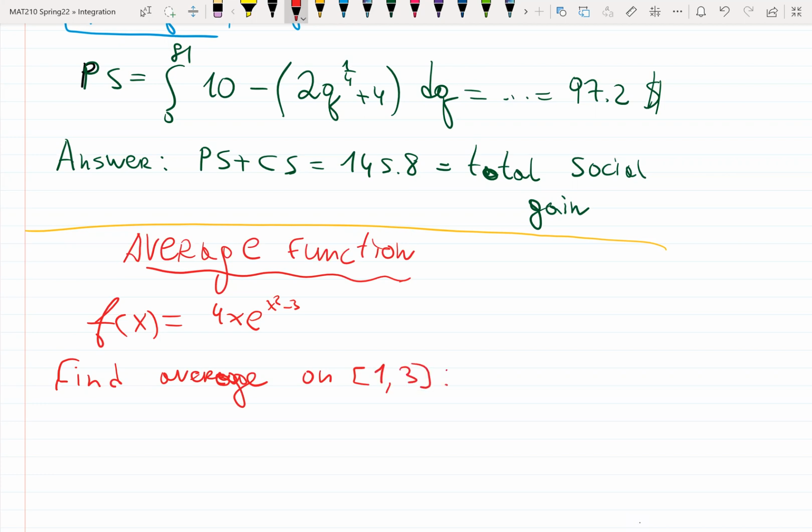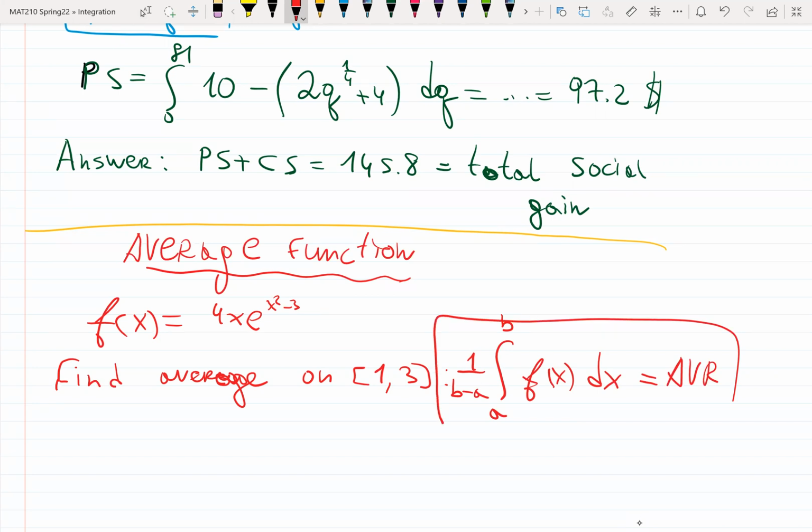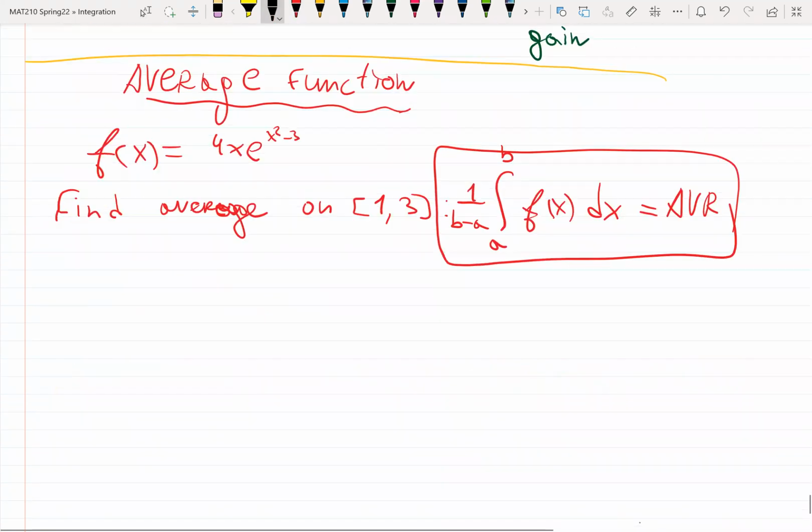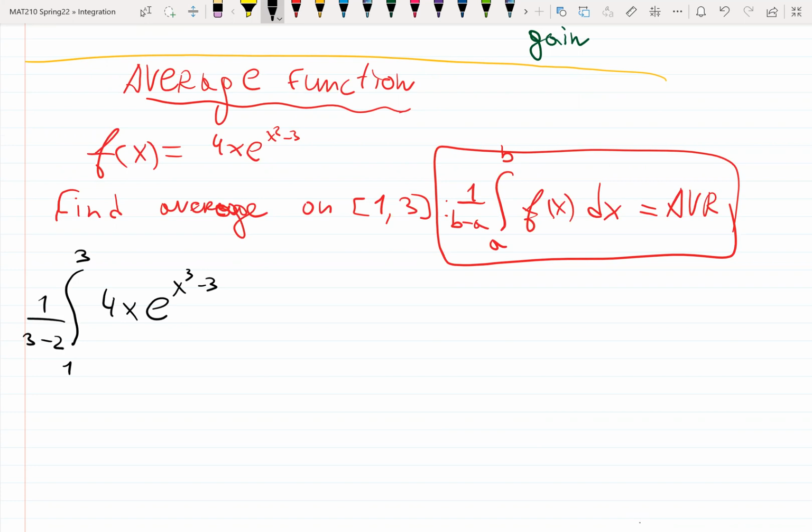The formula is the integral from a to b of f of x dx, that's the normal integral, but with 1 over b minus a, that is the average integral, average function. So you integrate 4x e to the x squared minus 3. You can even find just the definite integral first if you want, or you can just figure out everything right away. From 1 to 3, 1 over 3 minus 1. So it's 1/2. 1/2 times the definite integral from 1 to 3 of 4x e to the x squared minus 3 dx.